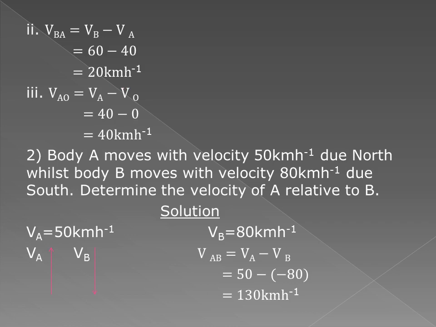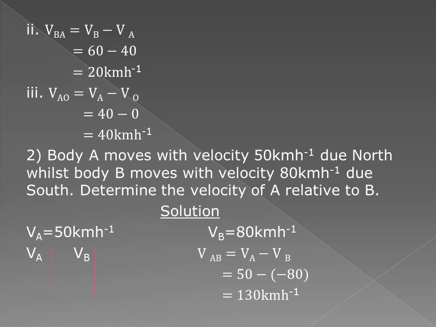Now, for the third part of the question, which is velocity of A relative to a stationary observer, the stationary observer implies that velocity becomes zero. Hence, VAO, which denotes velocity relative to O, becomes VA minus VO, which is 40 minus 0, and gives us 40 kilometers per hour. This means that to a stationary observer, car A appears to travel at its real velocity. We explained this case in the earlier part of the lesson.